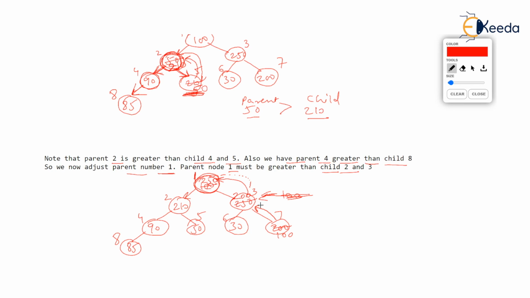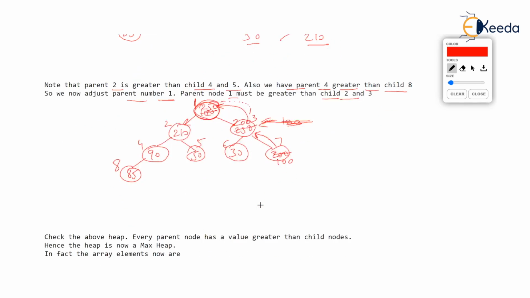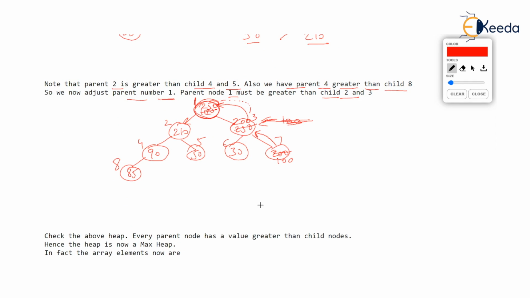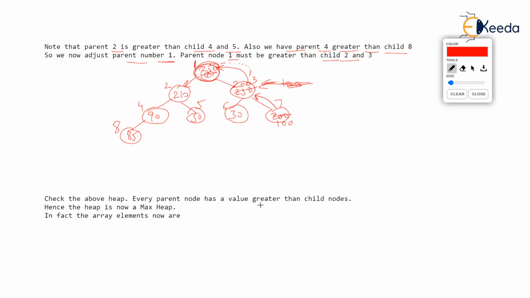Notice the first element is now greater than second and third. Second is greater than fourth and fifth. Third is greater than sixth and seventh. And fourth is greater than eighth. Now check the above heap. Every parent has a value greater than child. Hence, the heap is now a max heap.